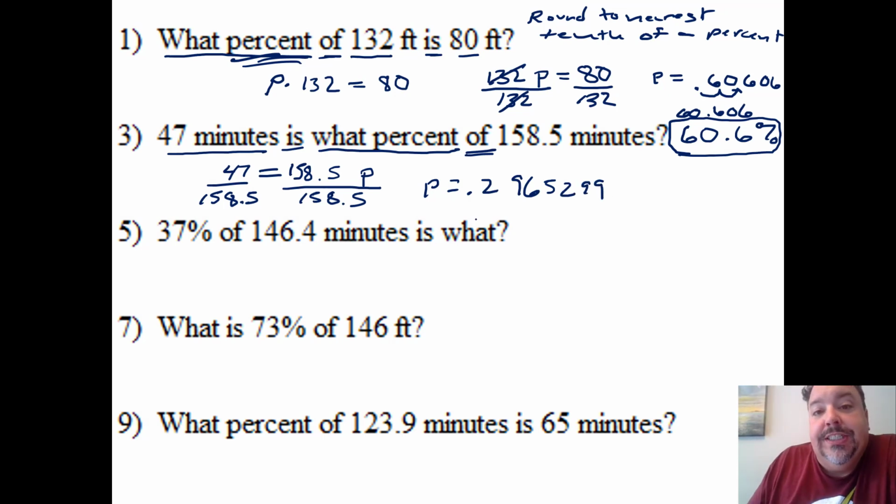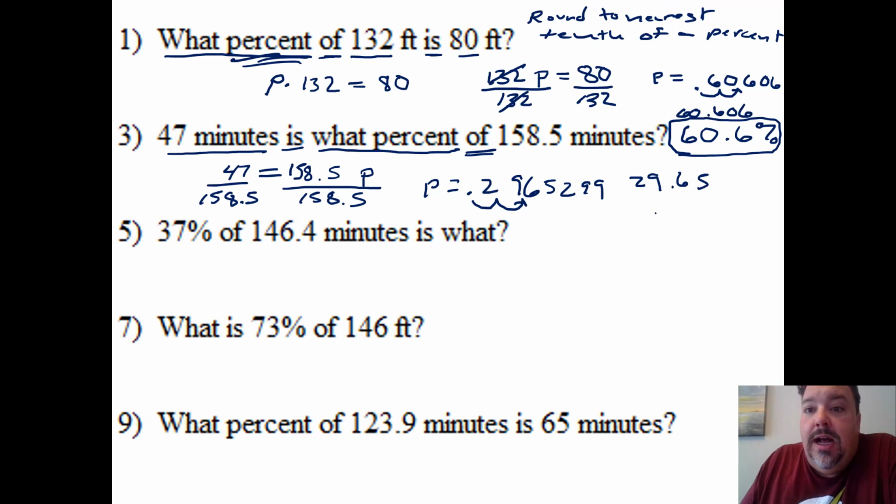And again, we want to turn this into a percent. So we're going to move the decimal 2 places over. So it's going to become 29.65 percent. And again, we're going to round it to the nearest tenth of percent. So we're rounding it after, not before. So we don't round it to the tenths over here. We turn it to a percent first, and then we're going to round it. So this is going to be 29.7% for our final answer.